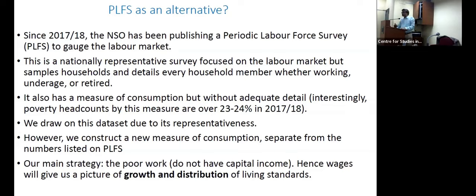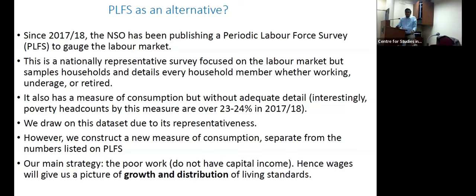Again, nothing that we're doing here is fundamentally different from what the earlier exercise did. We're just using two things that are a bit different. One is using this wage to compute the consumption, simply because these consumption numbers are not so reliable, and the fact that it's a representative sample.